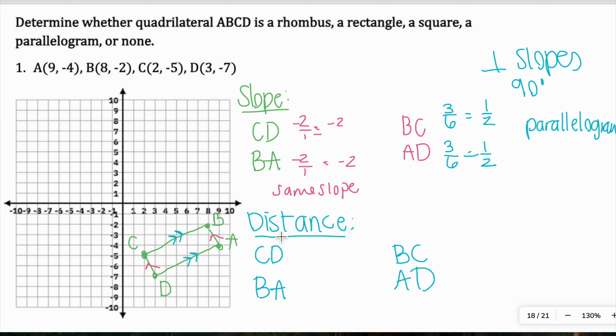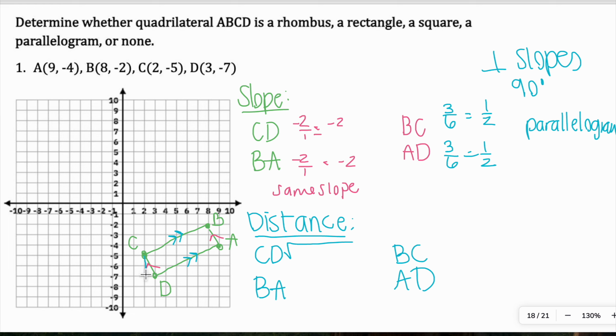So from C to D, C is 2 plus 9, or sorry, 2 minus 9. So I'm going to do x2 minus x1 squared. So 9 minus 2 is 7. And then -4 minus -5 is 1. So that is 49 plus 1, or 50. No, that's not right. Where am I going with this? Okay. Oh, I know what I did.